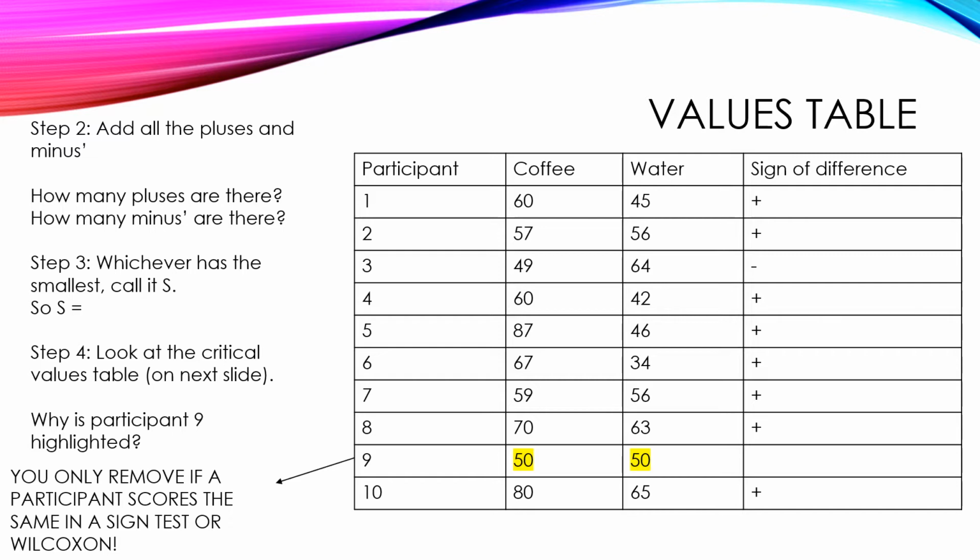And now we are actually left with 9 participants which show a difference between the two conditions. If they don't show a difference, we have to exclude them. And this applies to the sign test and Wilcoxon. But if a participant were to score the same in a related t-test, you would keep them in the data.